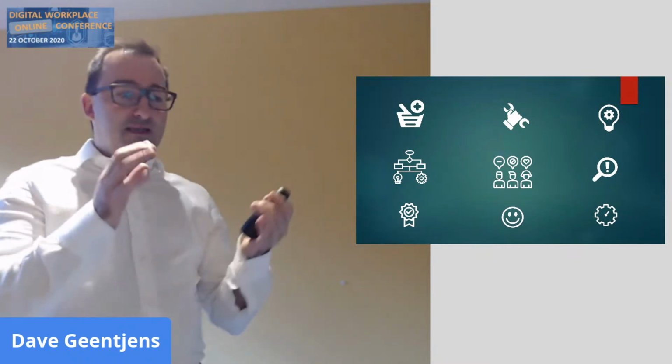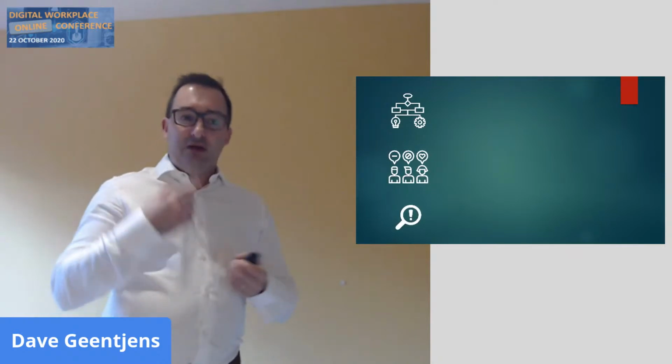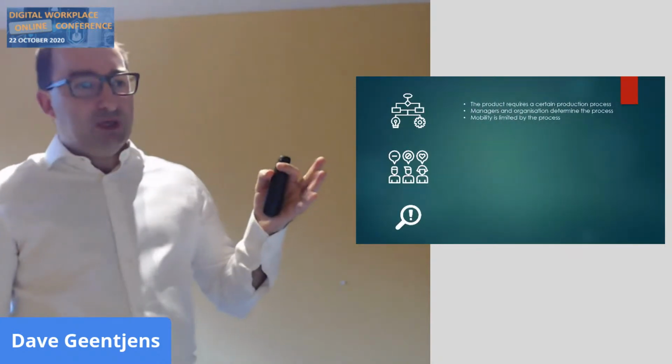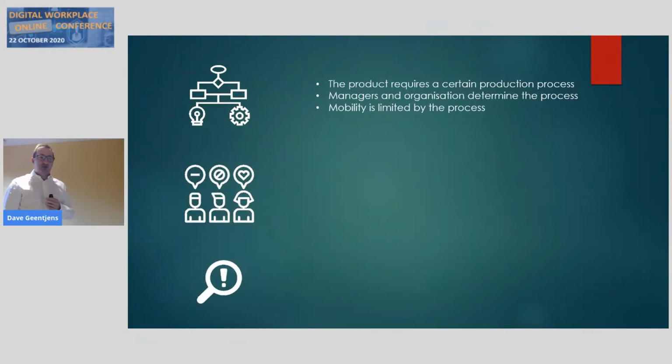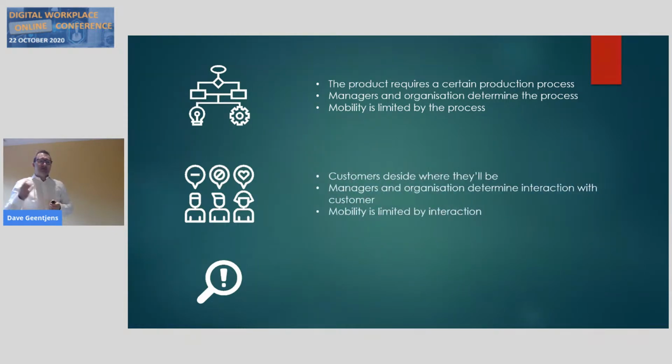If we connect that to the digital workplace, we get an interesting new idea. Because for products, it's the product that requires a certain production process, and managers and organizations determine this process. And mobility throughout this digital workplace will be limited by that process. It's not freedom of choice for people to determine where they will be. It is the needs of the product, the quality and the quantity of the product that will determine that. For example, if I'm a chef, I cannot cook the spaghetti from home and send it to the restaurant by DHL. I need to be in the kitchen to get it right, which is evidently the same for services.